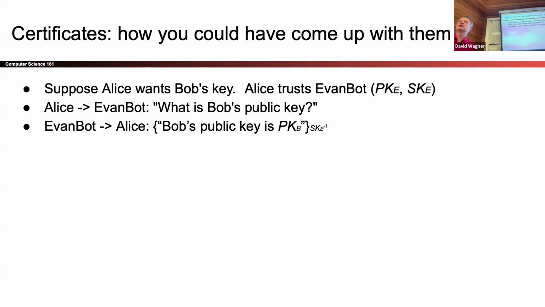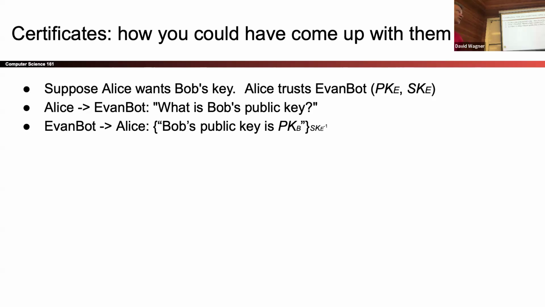So here's a way to think about how certificates might have been invented. Suppose Alice trusts Evan-bot and Alice wants to know Bob's key. Alice could send Evan-bot a message: Hey, do you know Bob's public key? Can you tell me what is Bob's public key? And then Evan-bot could respond: Bob's public key is such and such. To make sure that these messages can't be tampered with, they could be signed. It's really only the message from Evan-bot that's critical, so that's the one that needs to be signed. Who should sign that? Well, it's coming from Evan-bot, so Evan-bot should sign it.